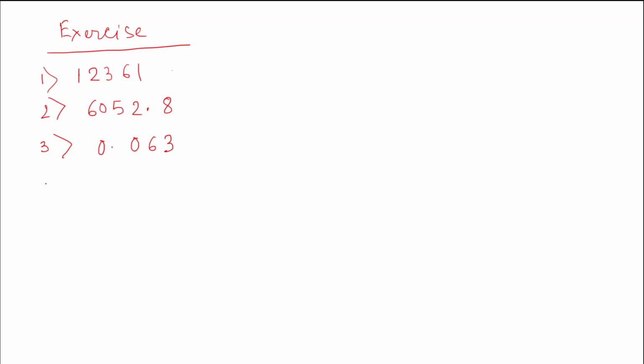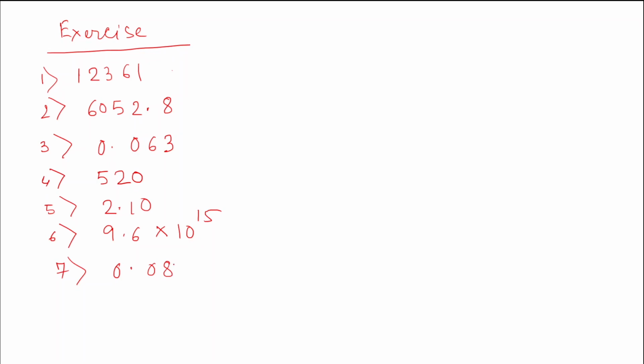So let us do some exercise. Let us find out some significant numbers. So I am writing the numbers, you try to find it out. आप लोग आंसर लिखिए और लास्ट में मैं आंसर इसमें लिख दूँगी, तो आप चेक कर लीजिए if you have done it correct or not. So the first one is 12361, second one is 6052.8, number 3 0.063, number 4 520, and number 5 2.10. I'll suggest you do it yourself first, then you check the answer.